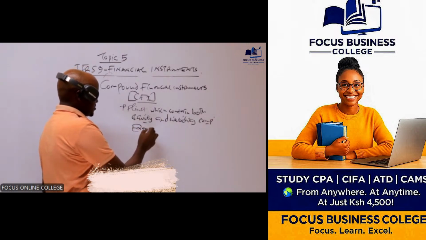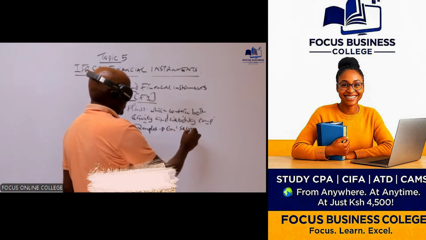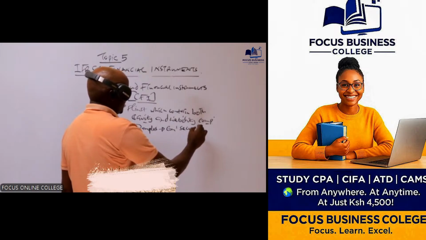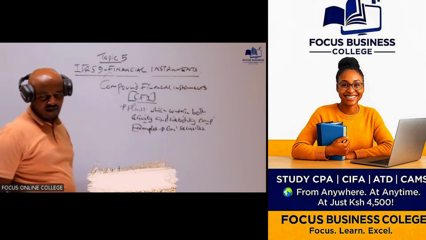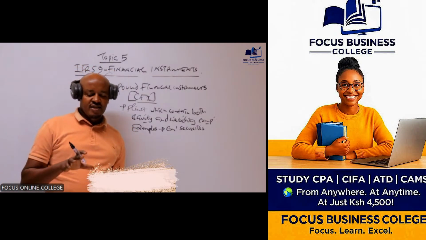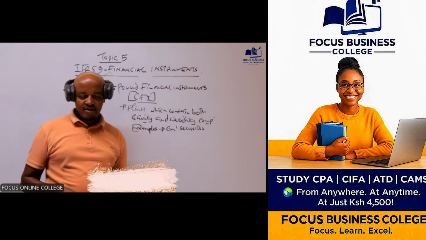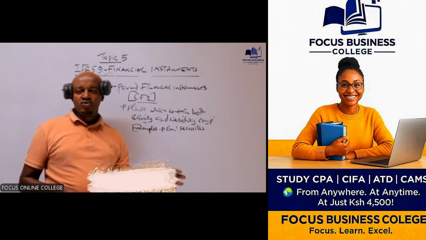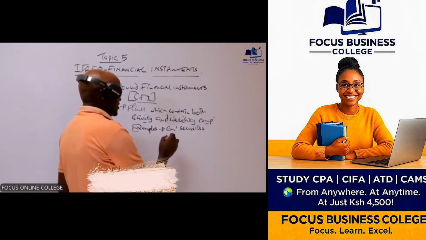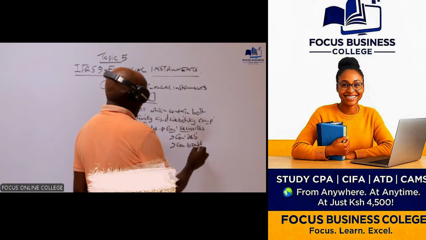Examples of this include the convertible securities. So what do you mean by convertible securities? These are securities where the holders have the right to convert them into ordinary shares. Good examples of these convertible securities include the convertible debentures, the convertible bonds, maybe the convertible loan stock.